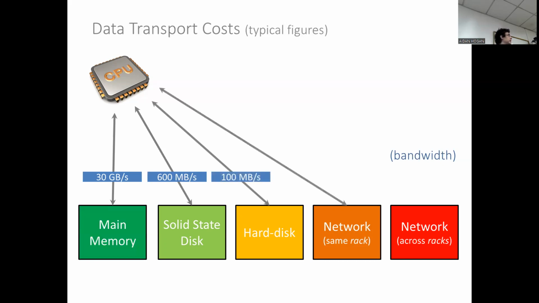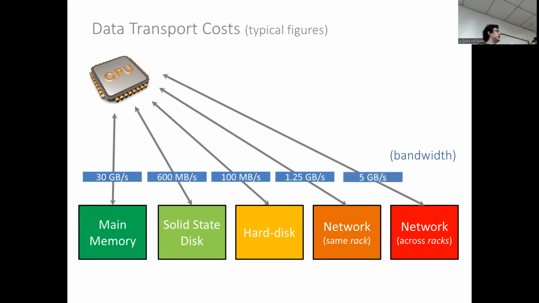And for network, it depends on the type of network. There's all sorts of networks. This would be 10 gigabit Ethernet, I guess, 1.25 gigabytes per second. And we have network across racks, about 5 gigabytes per second. Now, there's an important exception to keep in mind. But for the moment, we see that essentially the worst bottleneck here is a hard disk.